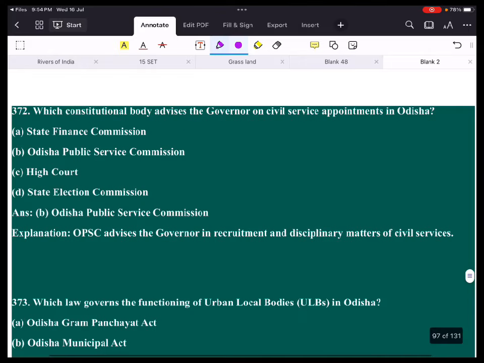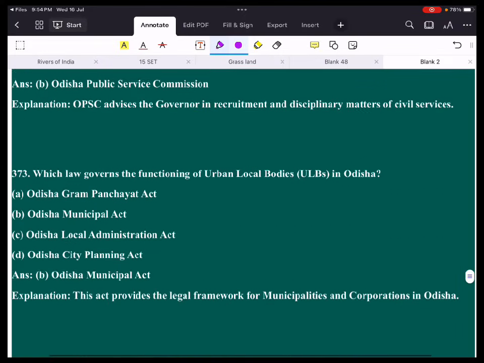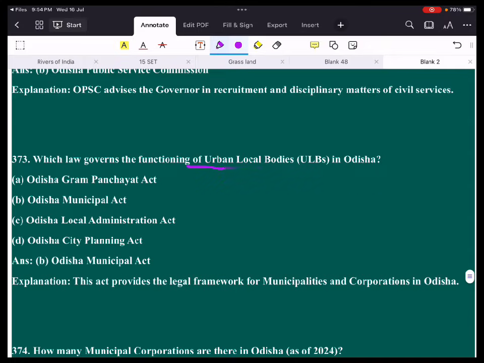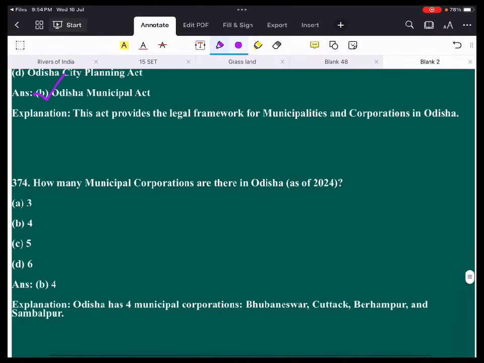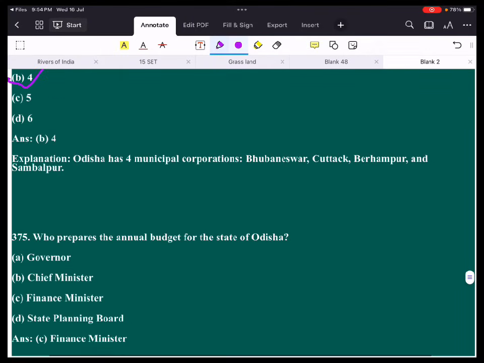Which constitutional body advises the Governor on civil service appointments in Odisha? That is the Odisha Public Service Commission, OPSC. Which law governs the functioning of urban local bodies in Odisha? That is the Odisha Municipal Act. How many municipal corporations are there in Odisha as of 2024? There are 4 municipal corporations, option B.